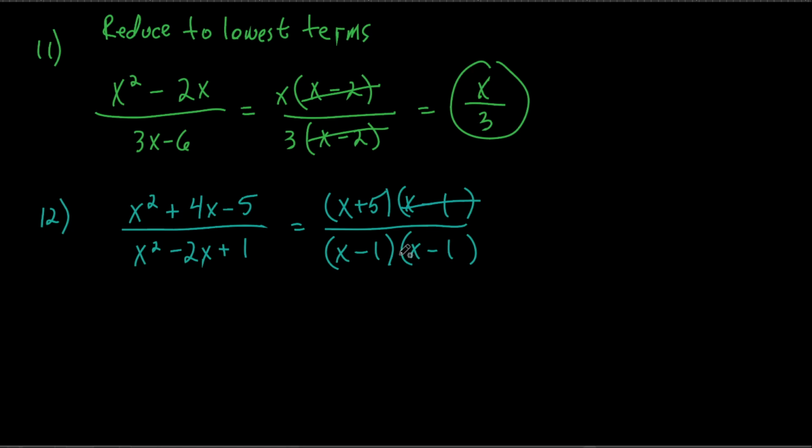So the x minus 1 cancels with the x minus 1, and look what I'm left with. I'm left with an x plus 5 over x minus 1, and that is your answer. It's reduced to lowest terms.